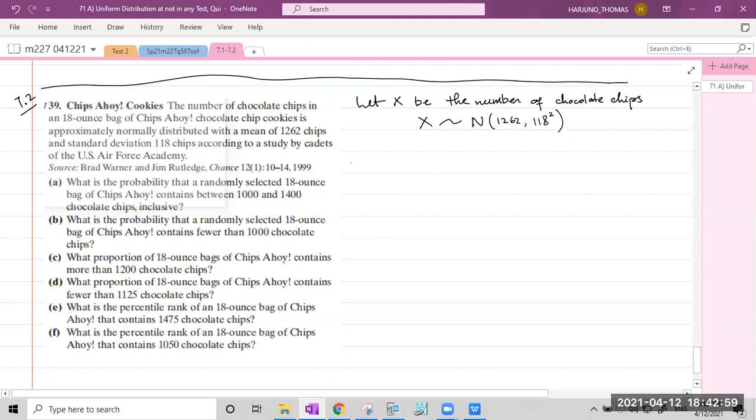Now part A. What is the probability that a randomly selected 18-ounce bag of Chips Ahoy contains 1,000 to 1,400 chips? Probability that the number of chocolate chips will be between 1,000 to 1,400. So the mean is 1,262. You want between 1,000 to 1,400.